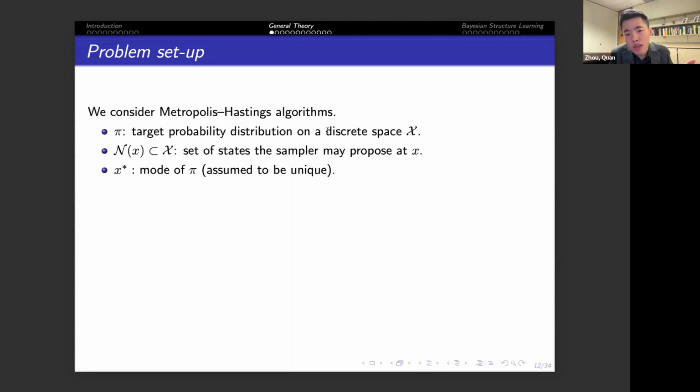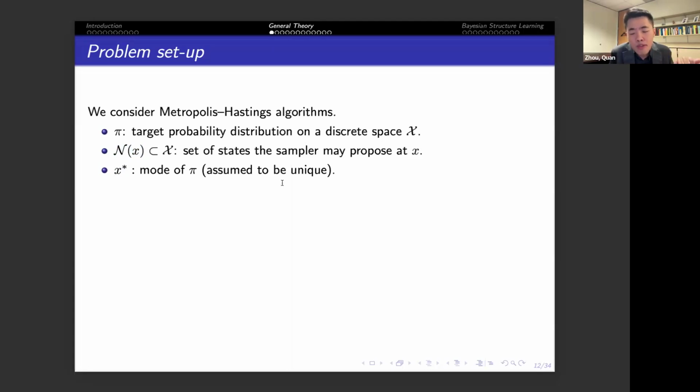model with a discrete parameter space, say this calligraphic X. And for every state little x, I'm using this N_x to denote the set of states that the Metropolis-Hastings sampler can propose at x. So the sampler can only move from x to some state, say y, in this neighborhood set N_x. And I'm using x star to denote the mode of pi, and I'm assuming that this x star is unique. So you can think of it as the true model, or maybe you call it the true parameter value.